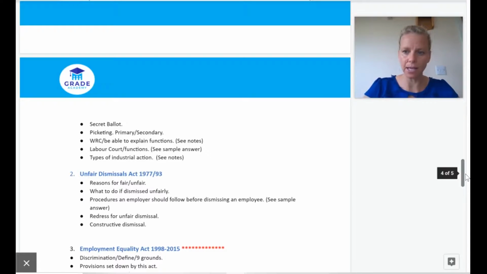So that topic has changed. Make sure you know the WRC as opposed to the LRC. I'm sure the majority of books or the notes that your teachers are using will have changed it to the WRC at this stage. Now the next one is our Labour Court and the functions of our Labour Court.